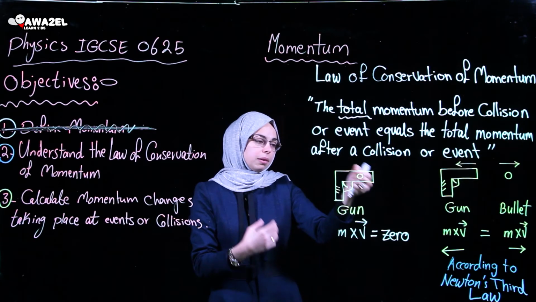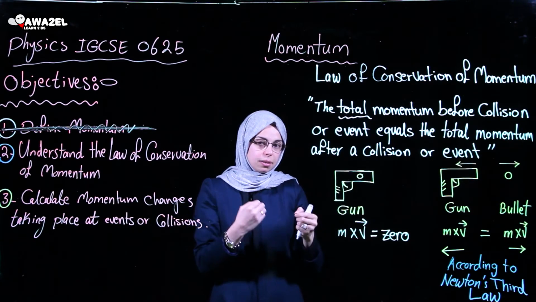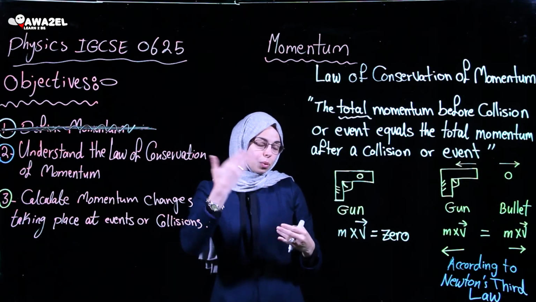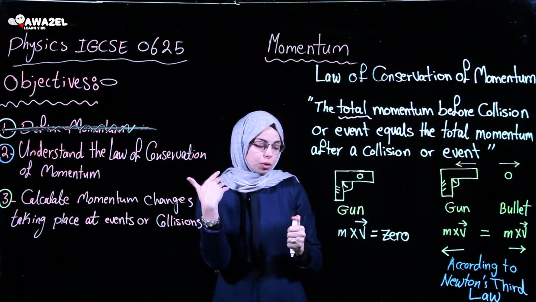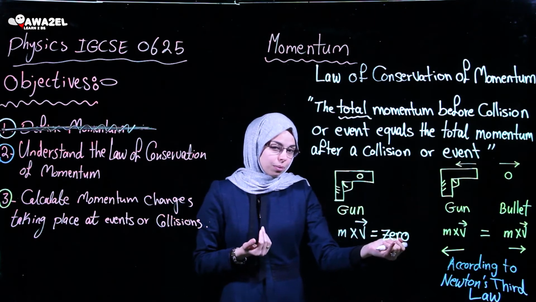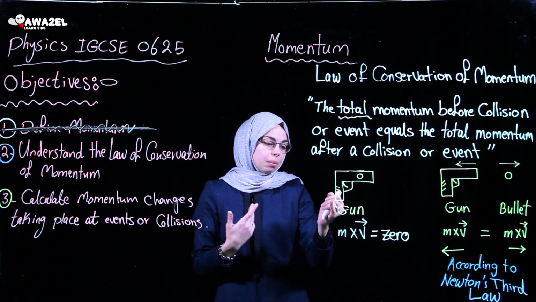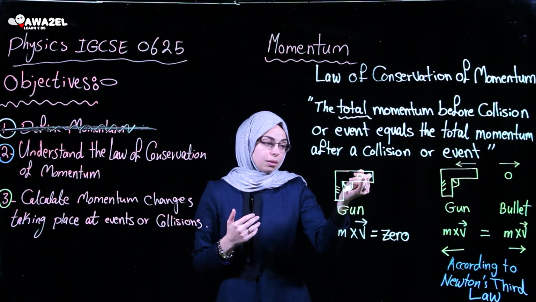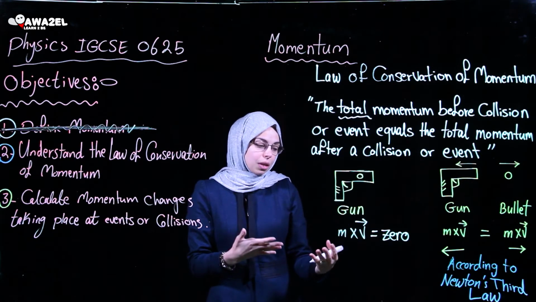For both the bullet and the gun, the momentum is 0. Because as we said earlier, something essential to remember is that if the velocity is 0, the momentum is 0. The gun has a mass, but it has no velocity. And the bullet has a mass, but it has no velocity.